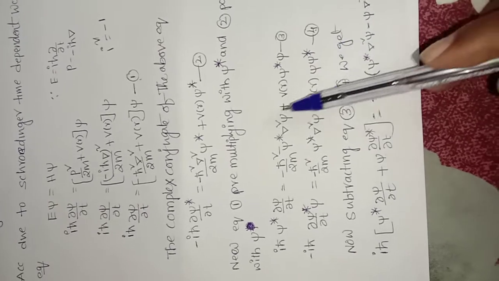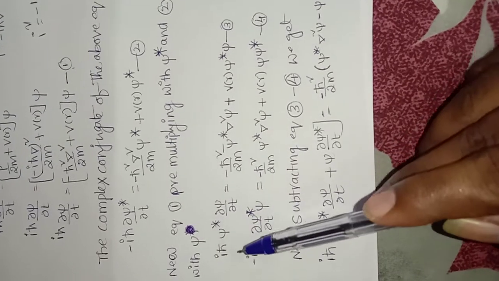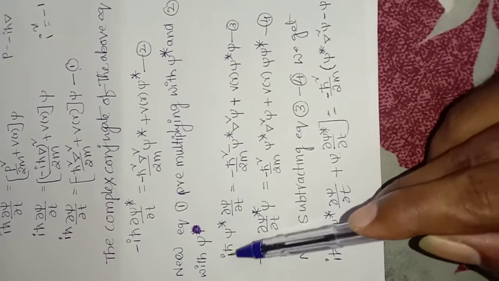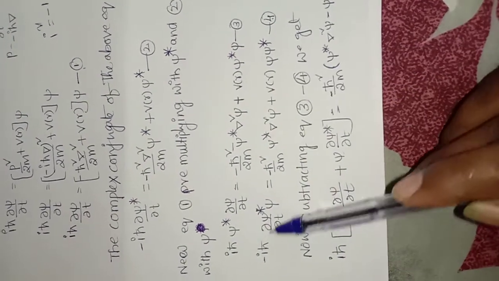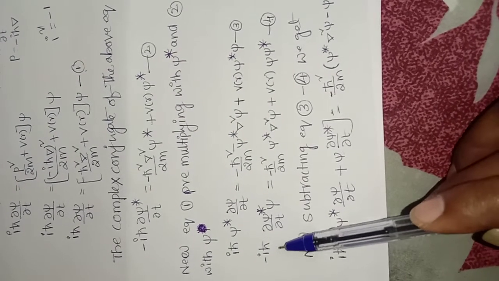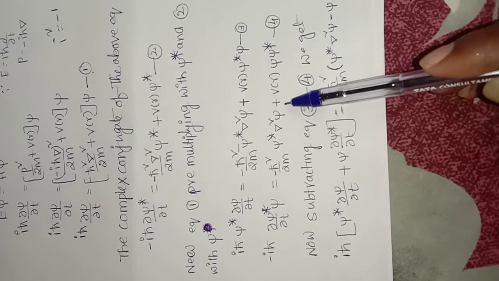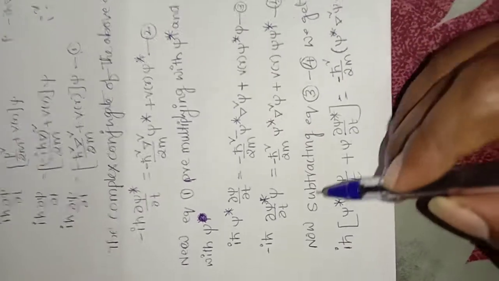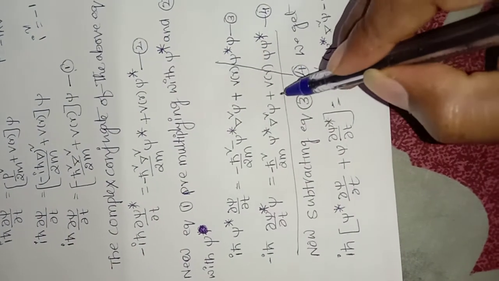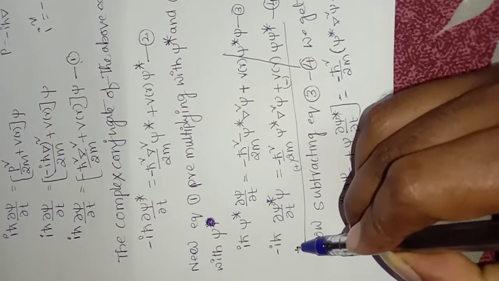Now subtract equation 3 minus 4, we get the subtraction. Here having the minus 4, that equals 3 minus 4, so the signs will be changed. Here having minus into minus gives plus, and here plus into minus. So in the subtraction, minus V of r and plus V of r will cancel. This one becomes positive, this one becomes positive.